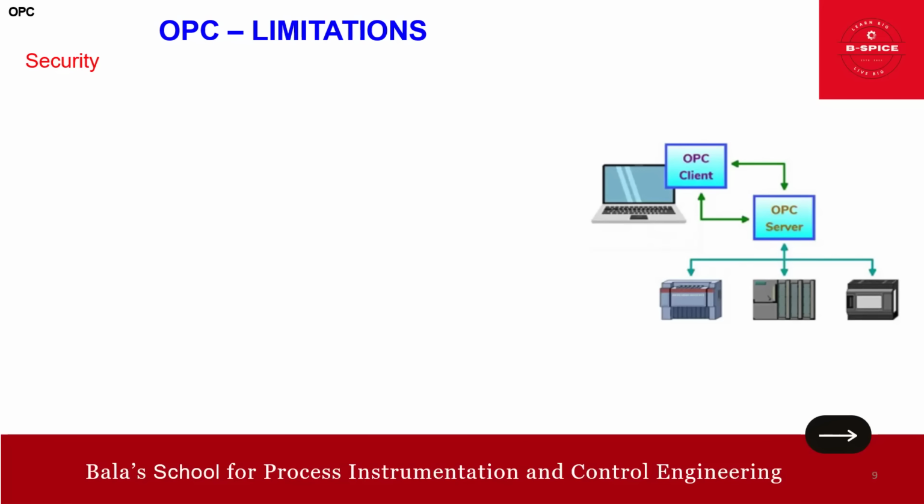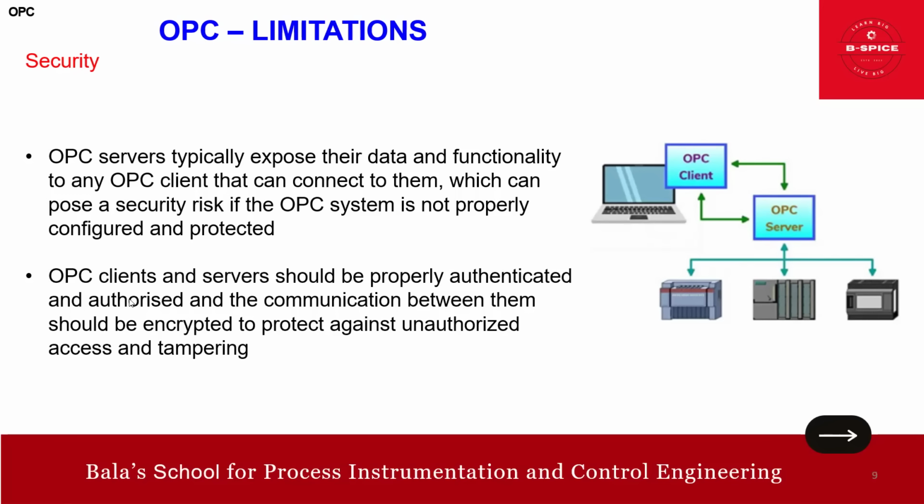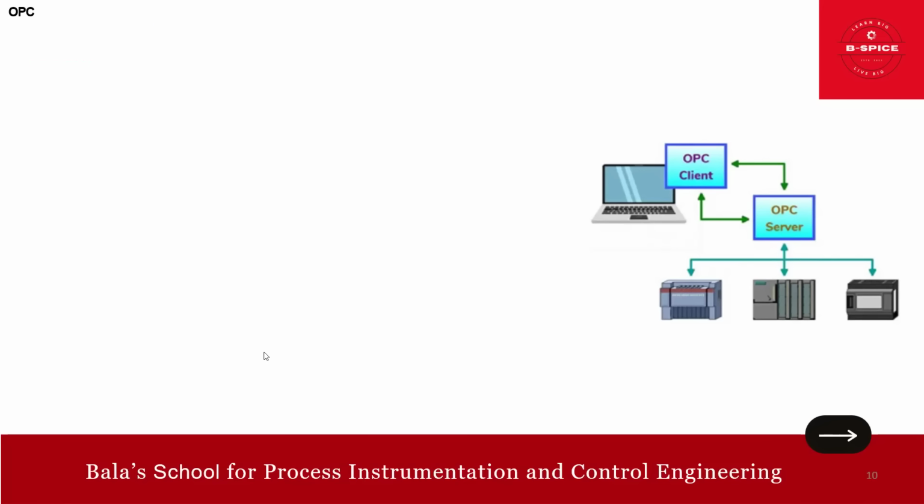Now, security. OPC servers typically expose the data and functionality to any OPC client that can connect to them, which can pose a security risk if the OPC system is not properly configured and protected. But with proper configuration and protection, we can nullify this. So the OPC client and server should be properly authenticated and authorized, and the communication between them should be encrypted. That is the point, to protect against any unauthorized access and tampering. This is about the security.